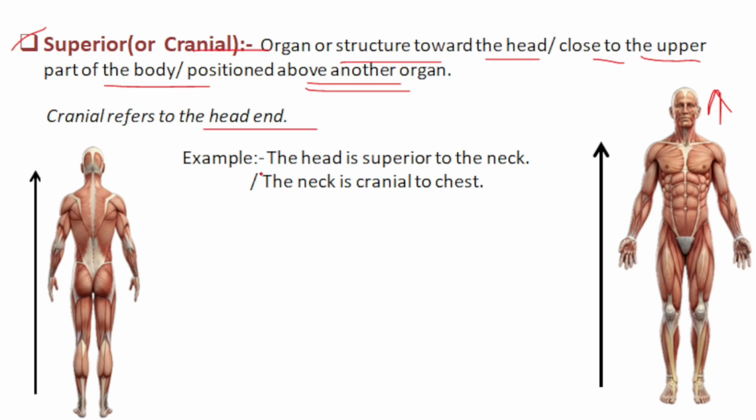the head end. For example, the head is superior to the neck or the neck is cranial to the chest. You see that there is a head of a human body and this is a neck. So the head is present above the neck. That's why the head is superior to the neck. You see this is the chest. So neck is present above the chest. So the neck is cranial to the chest or superior to the chest. The head is superior or cranial to the neck.